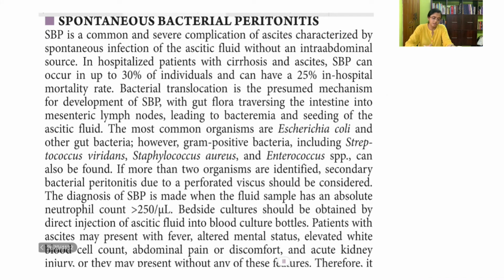This is the reference you can see here. It is from Harrison. Now, the thing that you should remember here is that a diagnosis of SBP is made if the neutrophil count in the ascitic fluid is more than 250 per microliter. The common organism is E. coli. Apart from that, other bacteria can also be involved. If there are 2 organisms, then perforation is also suspected. If you isolate 2 organisms, then perforation is also suspected.